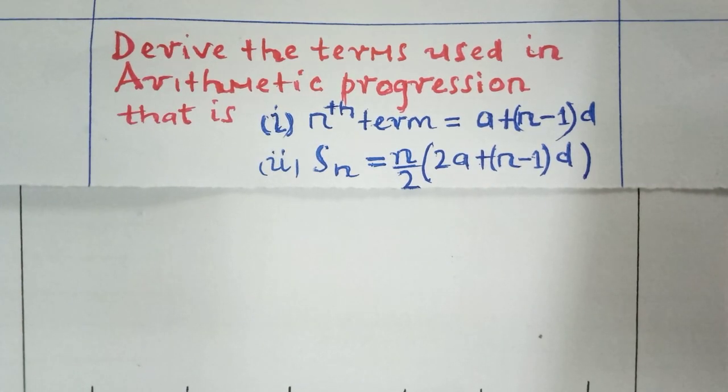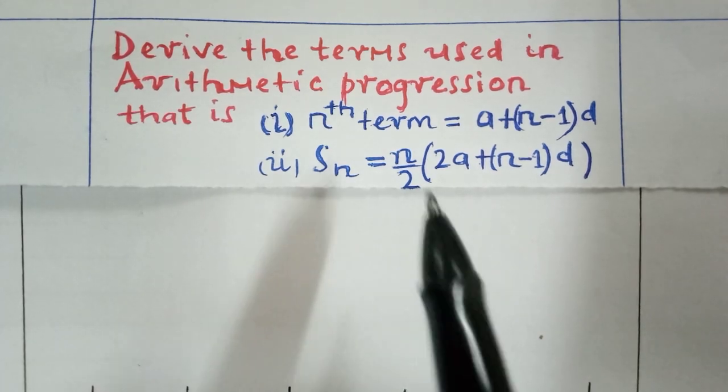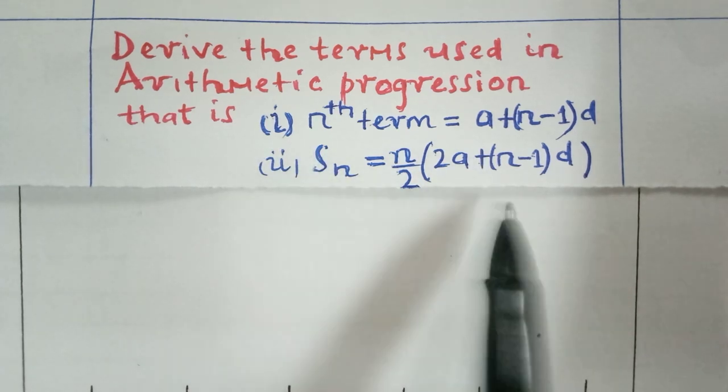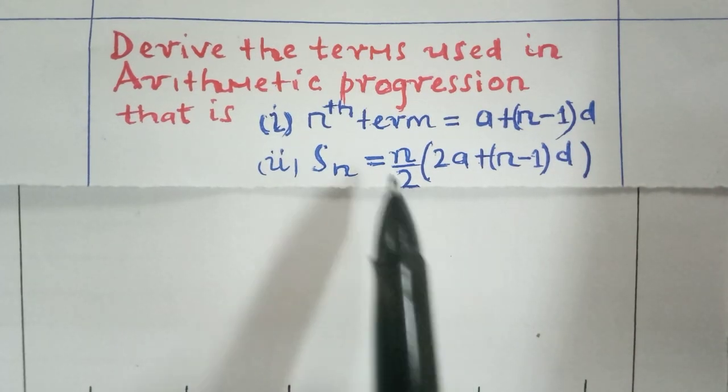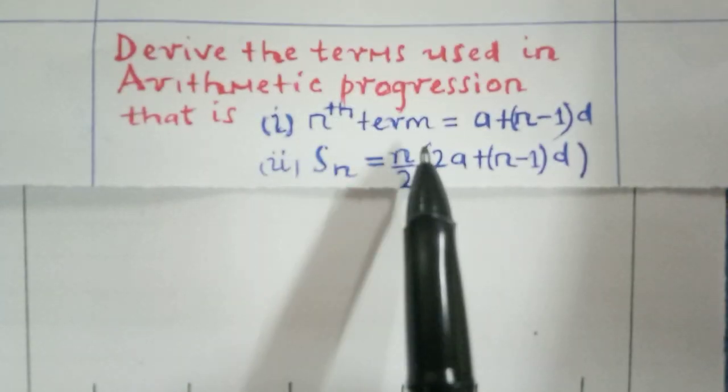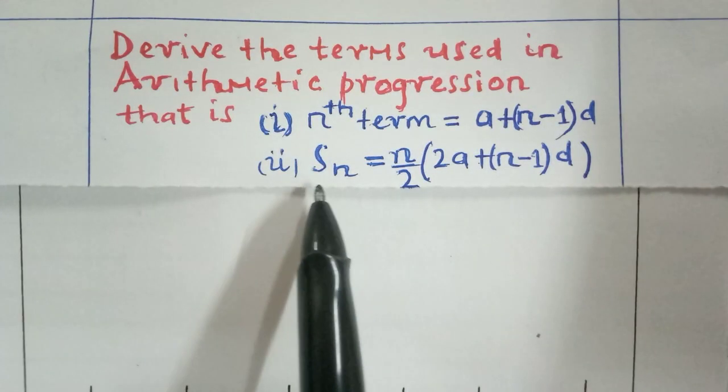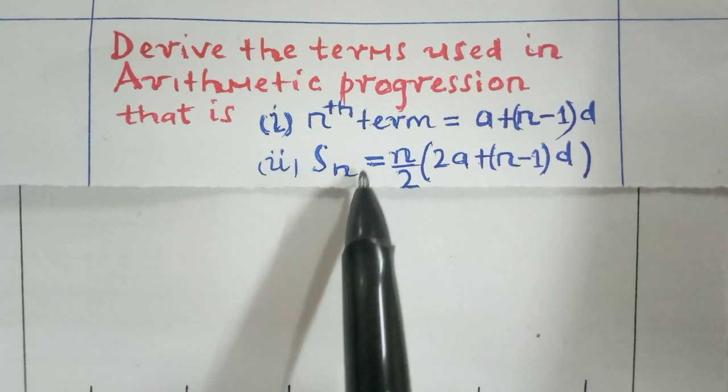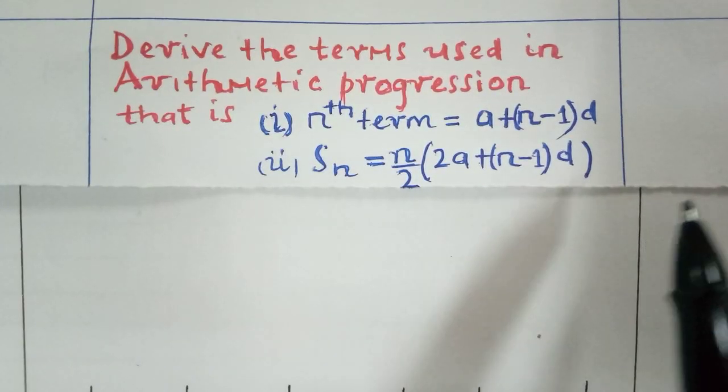And I read the question. Derive the terms used in arithmetic progression, that is, these terms. So guys, as you can see, the nth term is equal to that, and the sum of the n terms is equal to that.